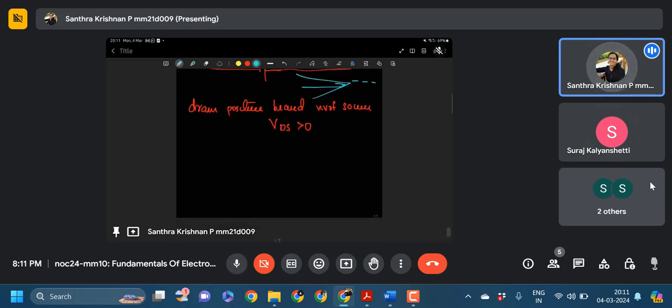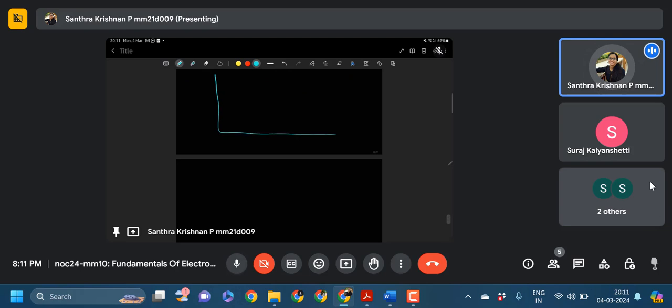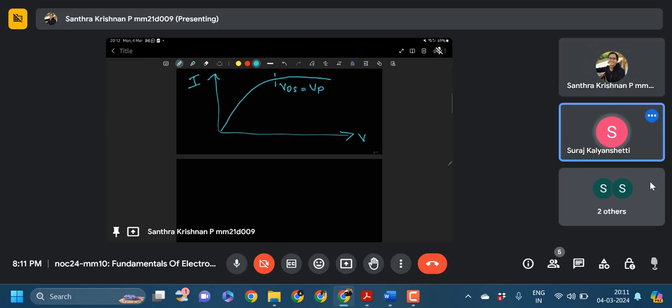So that is why when we draw the VI characteristics, what happens is that initially, with the increase in voltage, the current was increasing, but beyond this point, it just goes like this. And this particular voltage, VDS equal to VP, is the pinch off voltage. Yeah, any other doubt from that part?